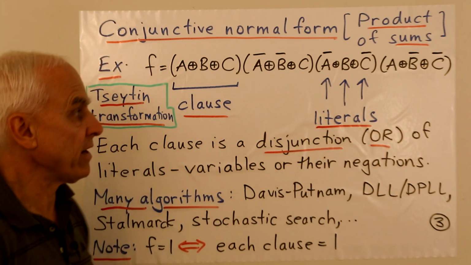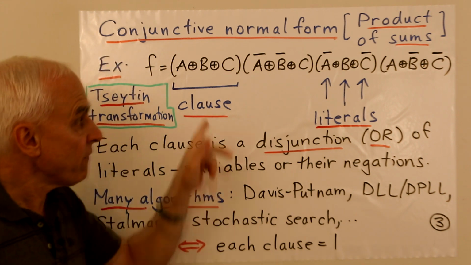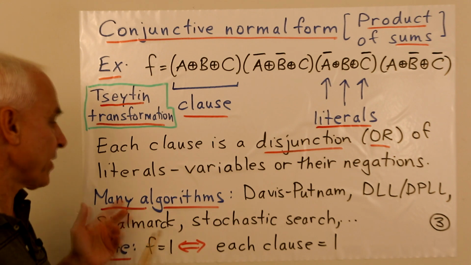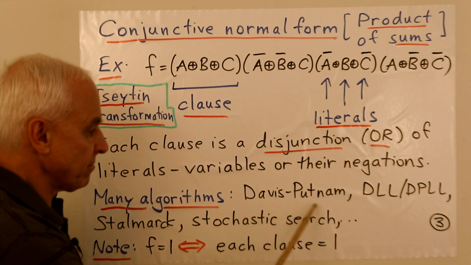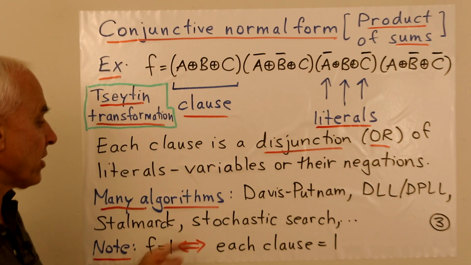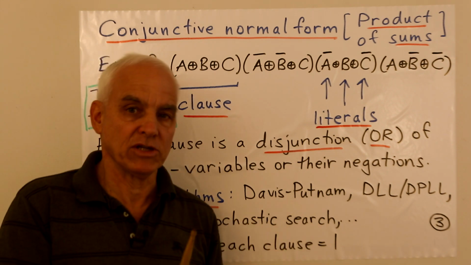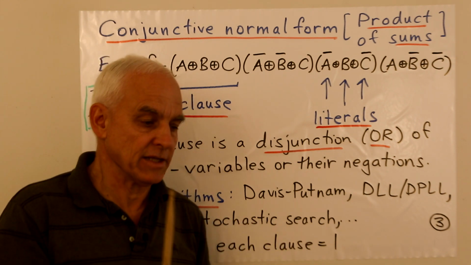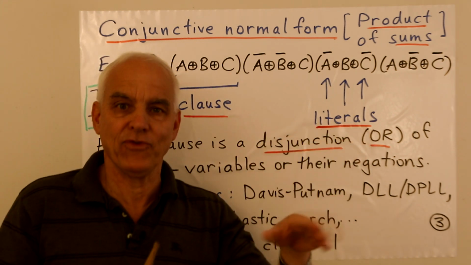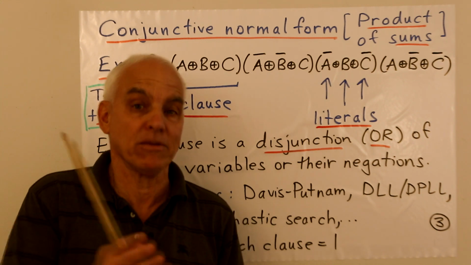And that would mean that there's some choice of values of a, b, and c, always either 0 or 1, for which this product is equal to 1. So there's a lot of algorithms. There's the Davis-Putnam algorithm, there's DPLL, Stålmarck, stochastic search. There's quite a few different programs that have been written to try to address this problem. Especially when we have typically a lot of variables and a lot of clauses, where it's impossible to do this by hand and you need some automated process.